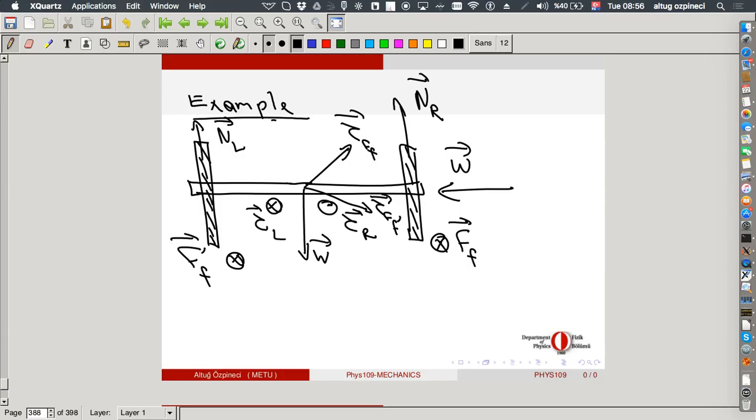Do you all agree now? Let's see, this is R, this is F, R cross F is in that direction. In the other case, R cross F is in that direction. Any other torques? Well, the weight doesn't create any torque relative to that point.